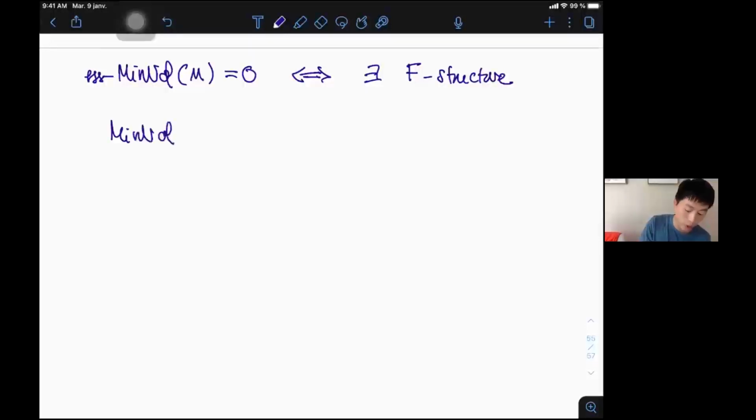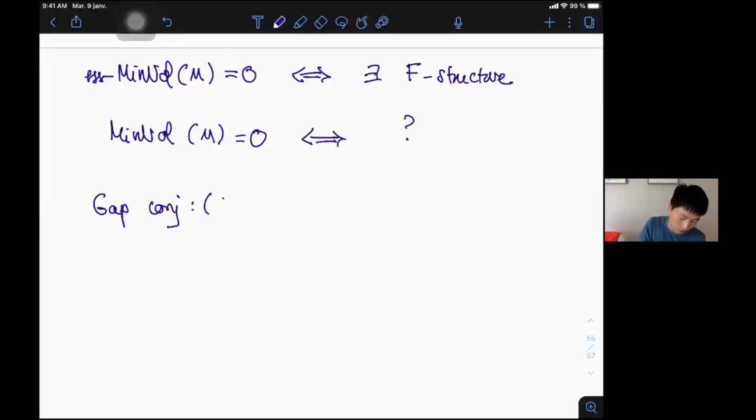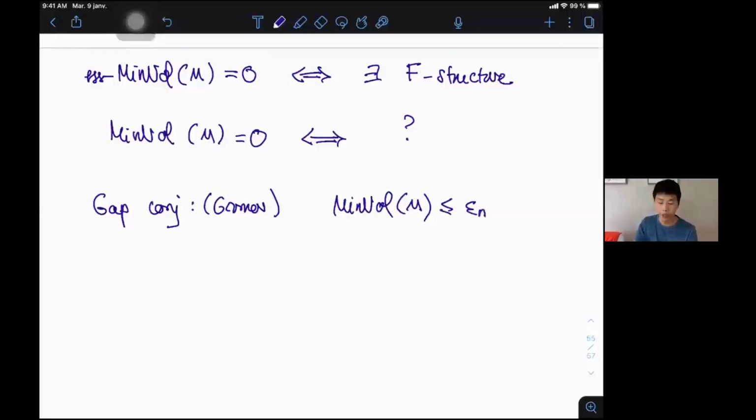People do not have a good condition that implies and is equivalent to the fact that the minimal volume is 0. And to give you an idea of how ignorant people are about these questions, there's this gap conjecture of Gromov about the minimal volume that says that if the minimal volume of a manifold is smaller than the dimensional constant, it should be 0. And that's not known in any dimension at least 5.